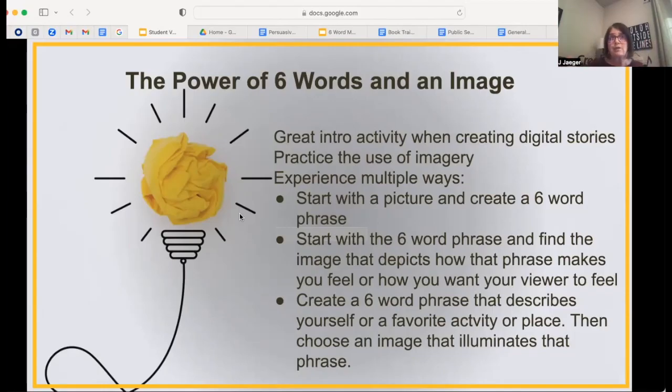Or you could start with the phrase. Maybe you have a six-word phrase and you must find a powerful image to go with that. It's another great activity. It just reverses the thought process. Again, thinking about how you want your viewer to feel.